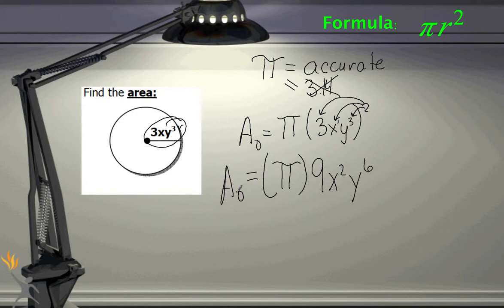Now, for the area of that circle, the first thing we always write is our coefficient. So our coefficient is 9. Then, instead of replacing pi with 3.14 and figuring out an approximation, we leave it as the exact answer: 9 pi x squared y to the 6th. There's your final answer.